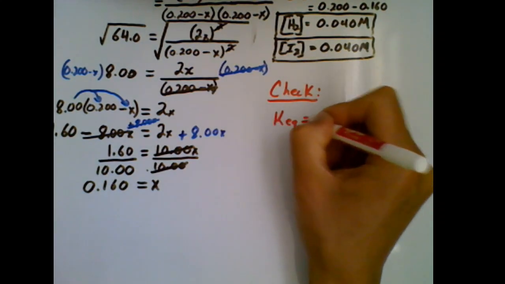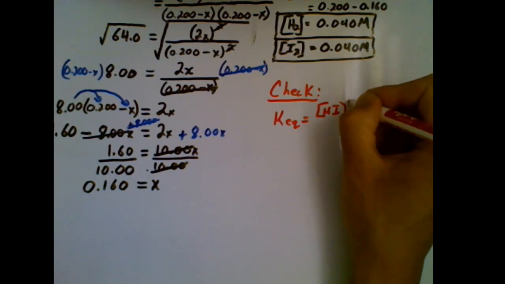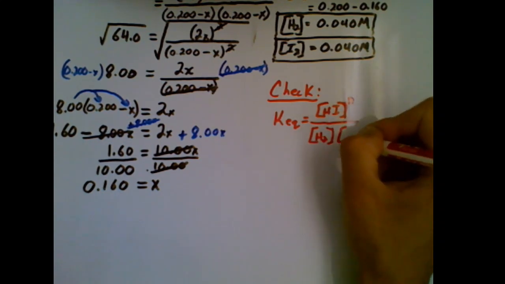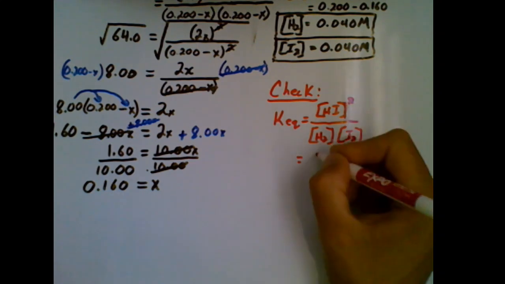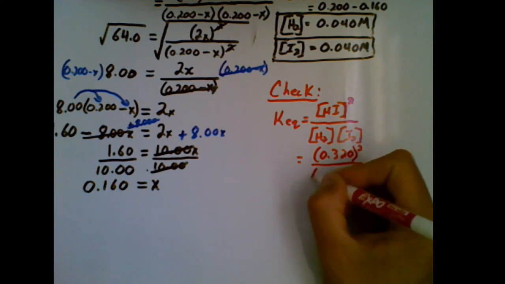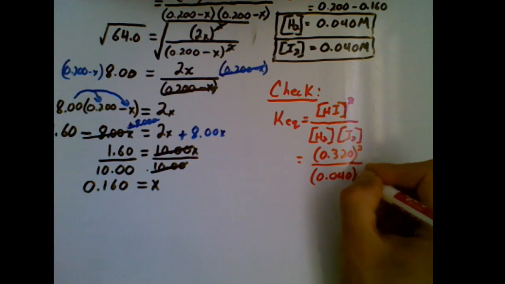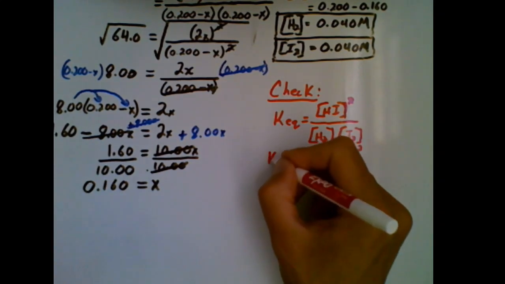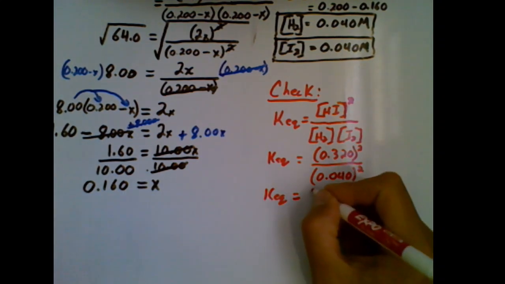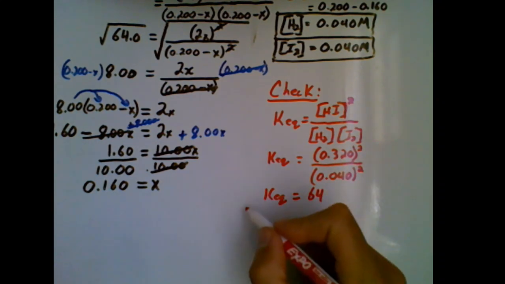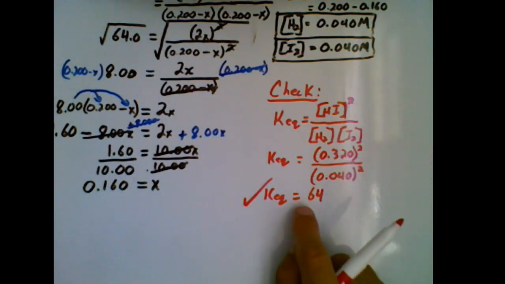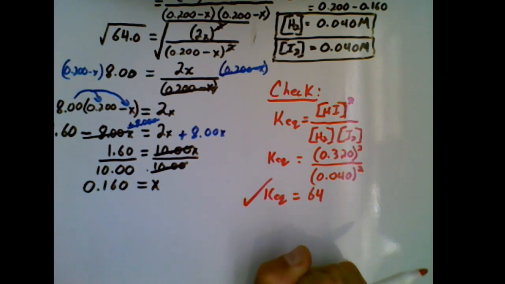To do this, we're going to plug our values into KEQ. Remember, it's HI squared divided by H2 multiplied by I2. So we calculated what all these numbers were. We're going to plug them in. So 0.320 squared divided by, and I'm just going to write this as 0.040 squared. Hopefully you can see why based on what we did before. KEQ is going to come out to be 64. That means that we did this right. Because KEQ is actually 64, and when we plug these numbers into the equation, it gives us 64, it means that we've calculated the right answer.